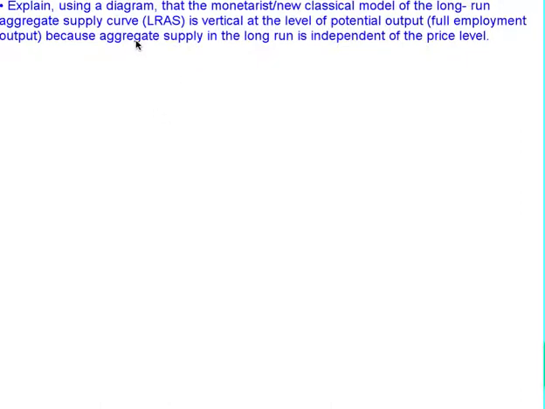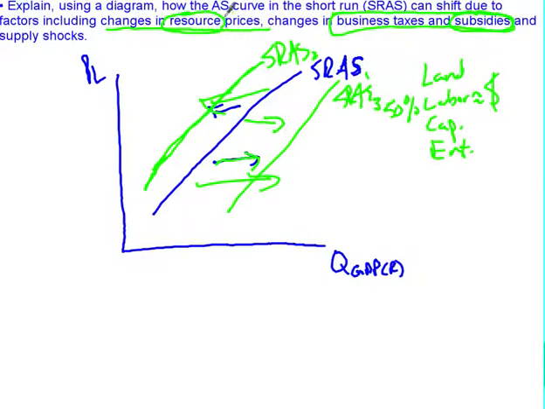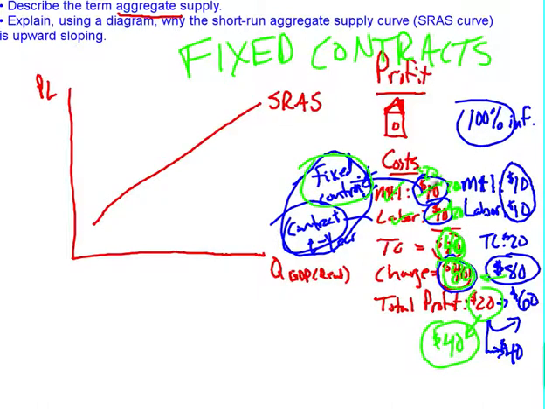Back. This lesson we're going to finish up what we were talking about with aggregate supply. And we're going to look at two different aggregate supply curves. We're going to look at the classical long-run aggregate supply, and we're going to look at the Keynesian long-run aggregate supply. So just real quick, this is the short-run aggregate supply, and remember the short run is upward sloping because of the idea of fixed contracts.